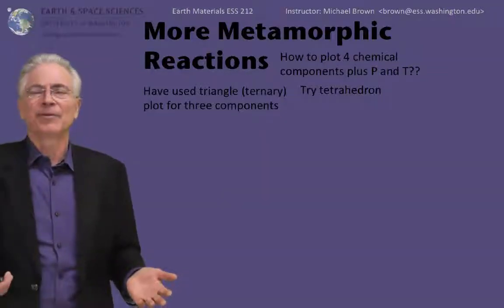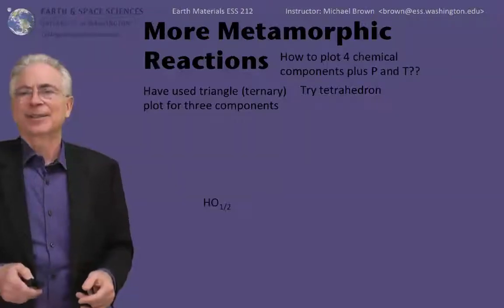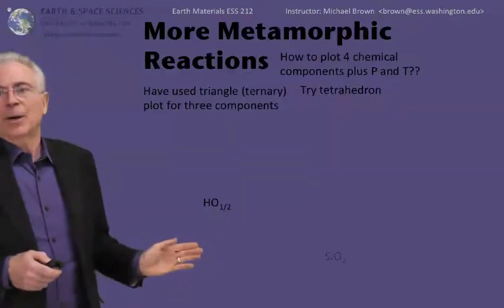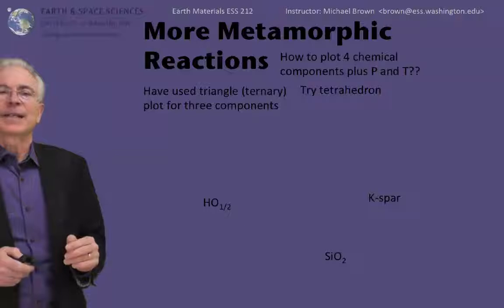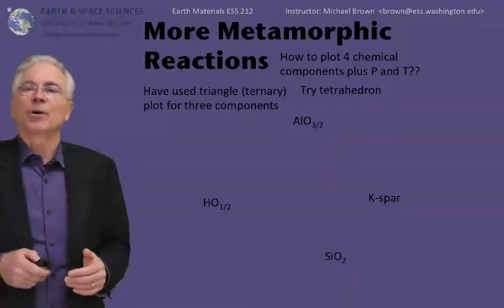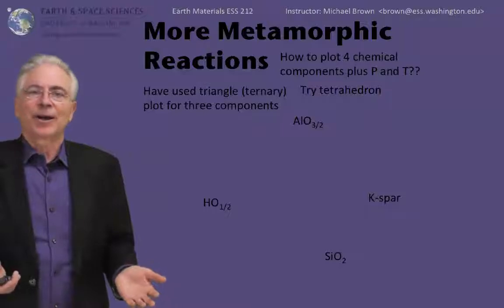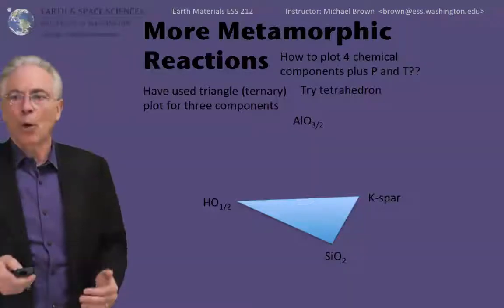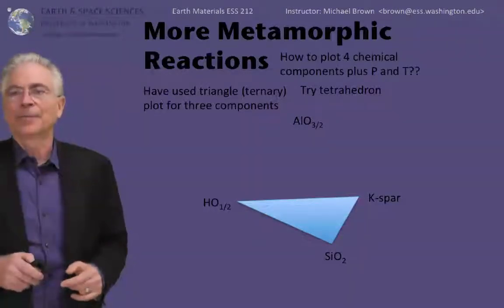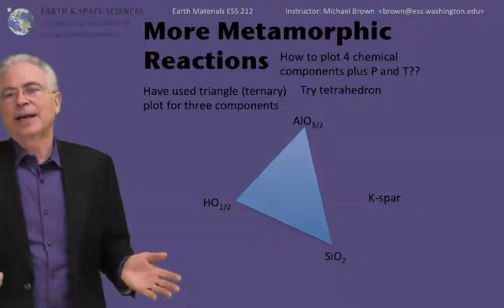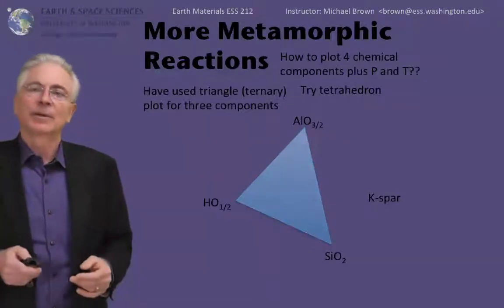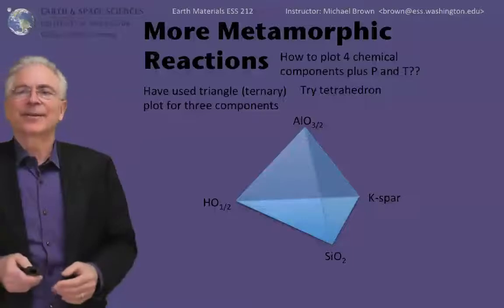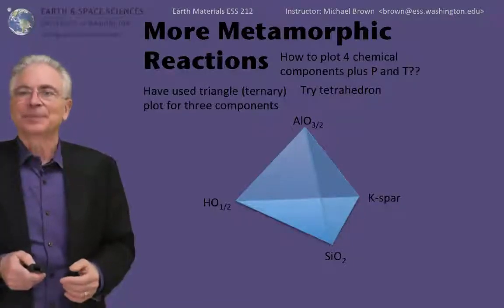A tetrahedron is made up of 4 corners with triangular faces. So let's put the 4 building blocks in a tetrahedral pattern. There's the water component, the silica component, the potassium feldspar component, and the aluminum component. I can draw triangle drawings between any 3 of these. For instance, here's a triangle, a ternary diagram between water, silica, and feldspar. I could also draw a ternary diagram between water, silica, and aluminum, or silicon, feldspar, and aluminum. Put it all together, and I have a tetrahedron.